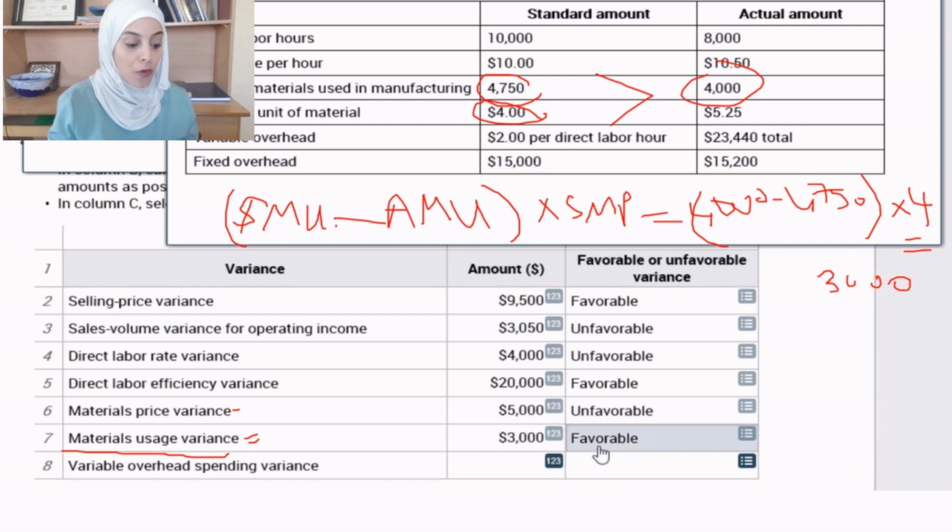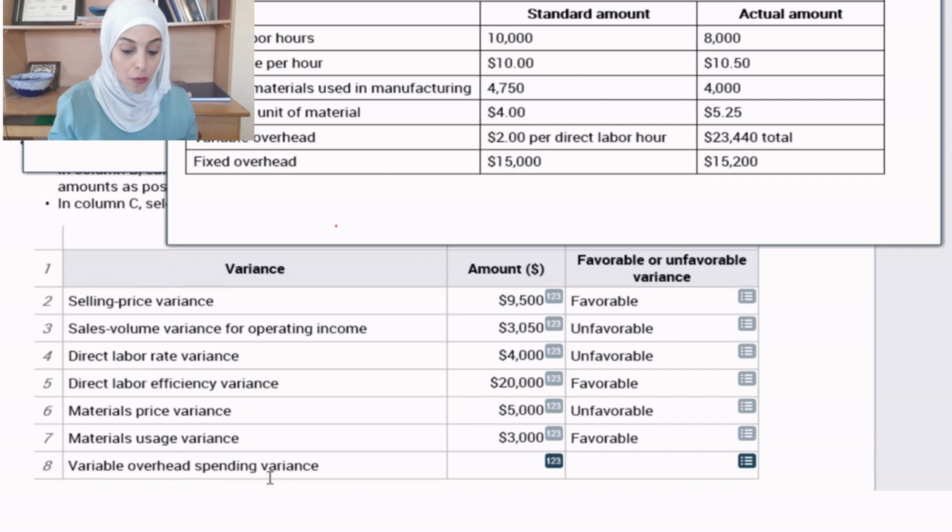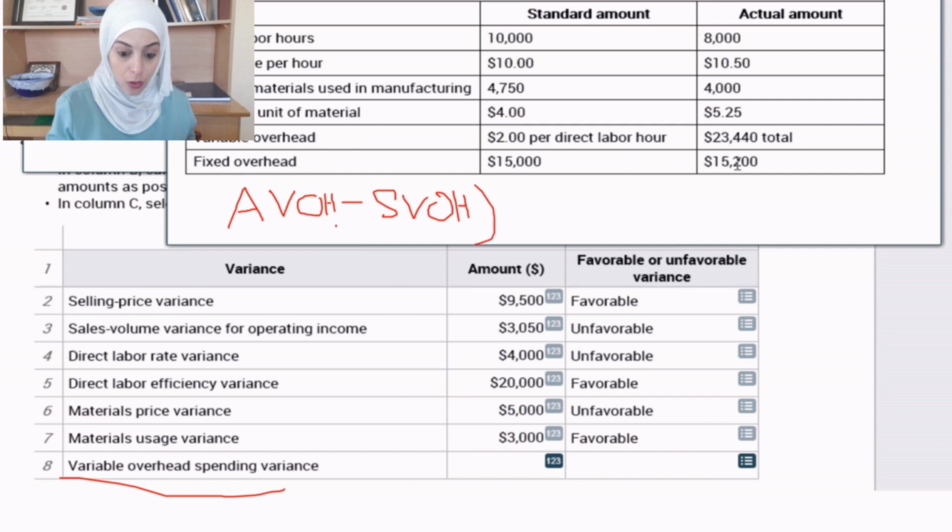The next one, variable overhead spending variance. What does the variable overhead spending variance equal? It equals the difference between the actual variable overhead expenditure and the standard variable overhead expenditure. Now the actual variable overhead expenditure, we're going to try to find it here. Here's the variable overhead, and they gave us the actual overhead, which is 23,440.